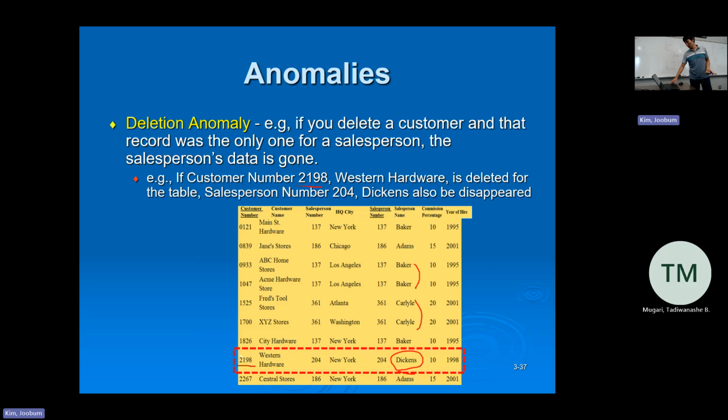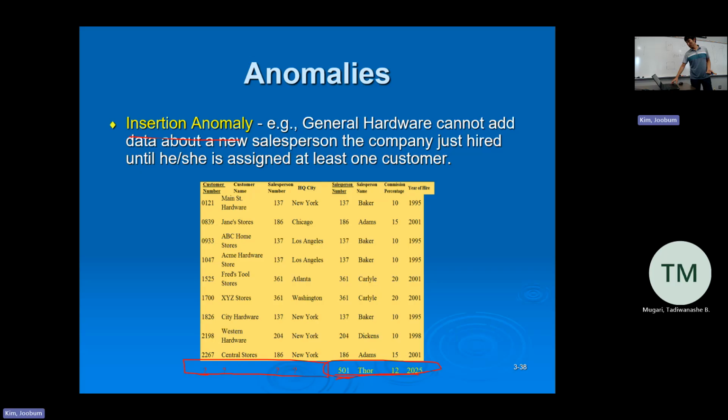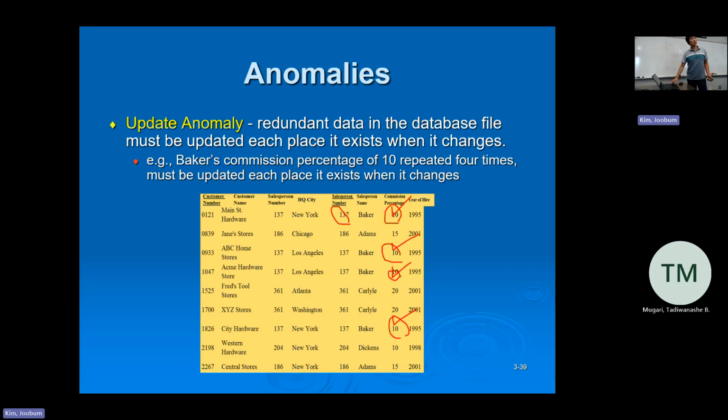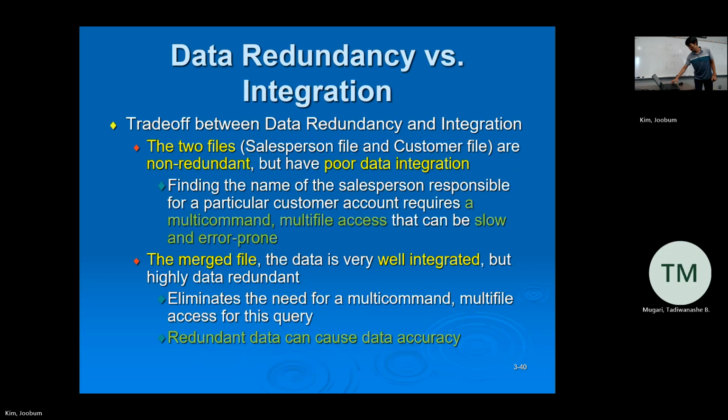So there are 3 types of anomaly: deletion, insertion, update anomaly. Because of what? Redundancy, data redundancy in the table.